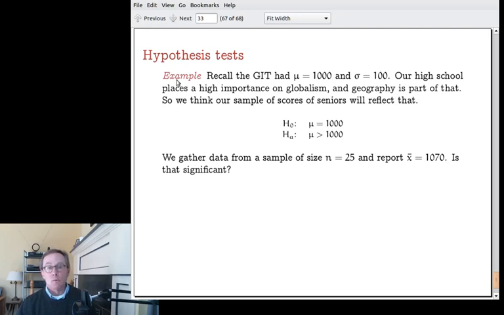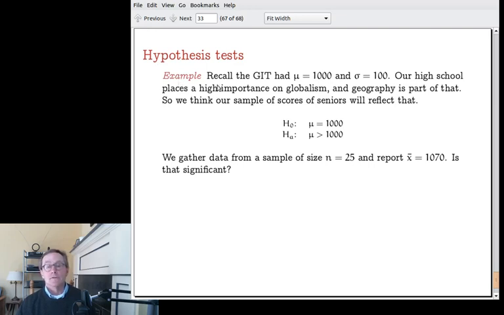We don't know what the number is. Just because we reported 1070 doesn't mean we think our average is 1070. But we think 1070 might provide good evidence to reject H naught and say that the average of our students is bigger than 1,000.